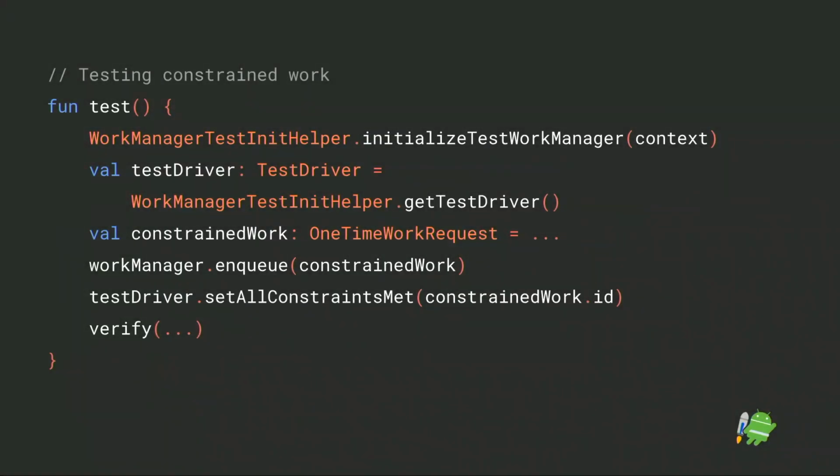So if you wanted to look at the code for it, you can initialize the test WorkManager. You can get the test driver, create and enqueue your work as you normally would with a constraint in this case. And we can tell the test driver, hey, all constraints are met for this work. Your work executes at that point synchronously, and you can verify the state of your app and make sure that everything's right.